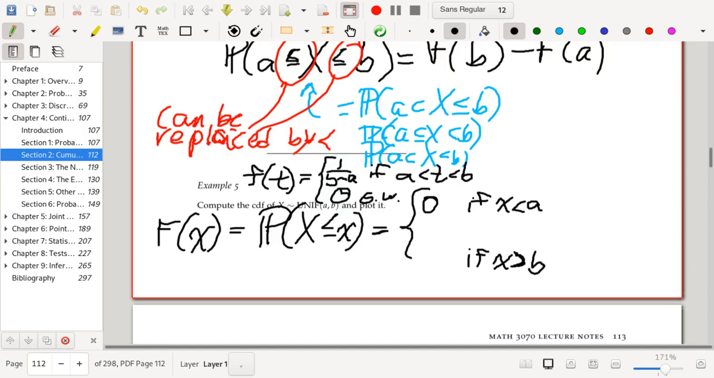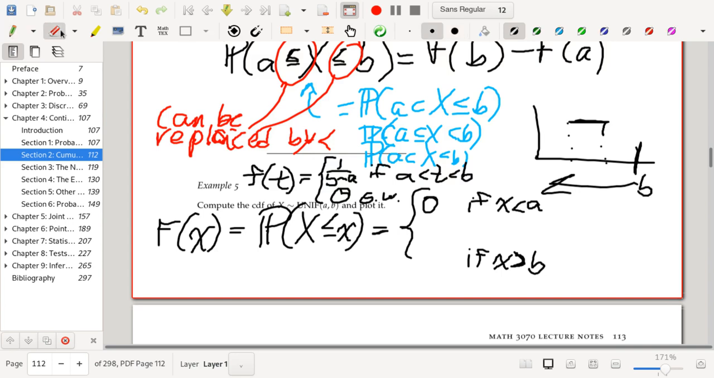Then if we were to look at the PDF, we've got some point up here, and we're taking the area underneath the curve and to the left of our point. No, not B. This is X, and this is B. So we're taking the area underneath the curve and to the left of X. And that's going to be just the area underneath that block, which is 1. So that means that we're going to get 1 if X is greater than B.